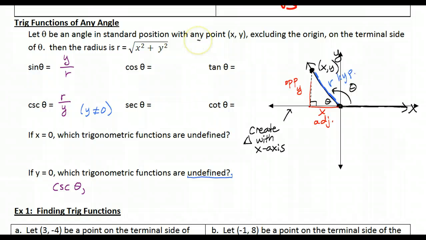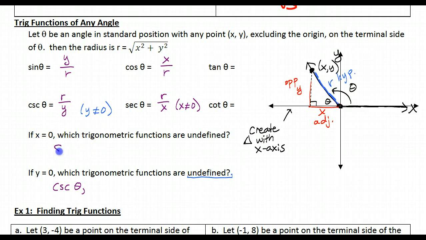And then let's move on. So, cosine of theta is adjacent over hypotenuse. So, we're going to say that's x over r. And secant then is r over x. And I can't have x equal to 0. X can't be equal to 0.